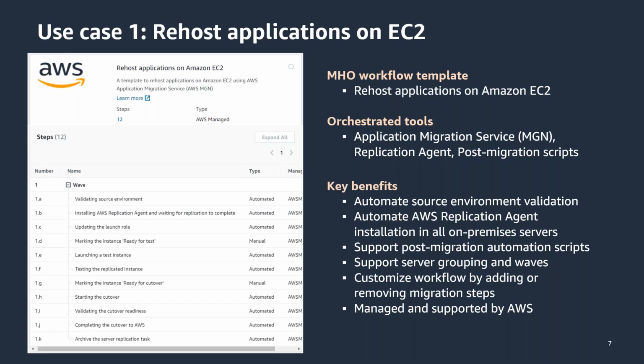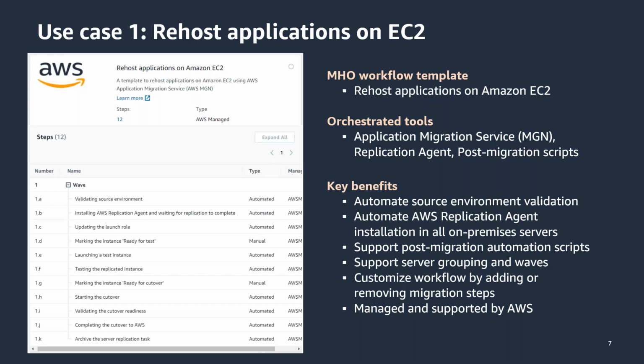Also, we support server grouping and waves, meaning you can use ADS, Application Discovery Service, to discover your on-prem environment, and then you can group those servers into applications, and then use MHO to orchestrate those servers or applications to AWS.